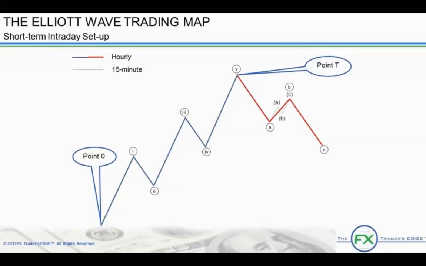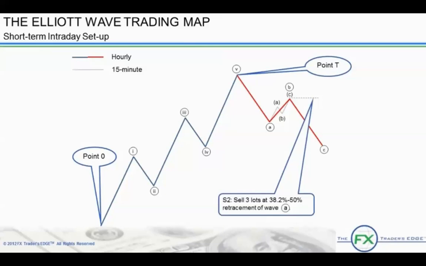Now, assuming we did 5 waves down for the wave A circled, we are looking for a 3-wave B circled move up. At point S2, we look to sell 3 lots at the 38.2 to 50% retracement of the wave A circled. That is the likely target for the B wave, but of course we need to confirm it by counting the ABC subwaves of wave B circled. Now we are 3 lots short, looking to profit from that killer wave C circled, which has the same personality as a 3rd wave move.